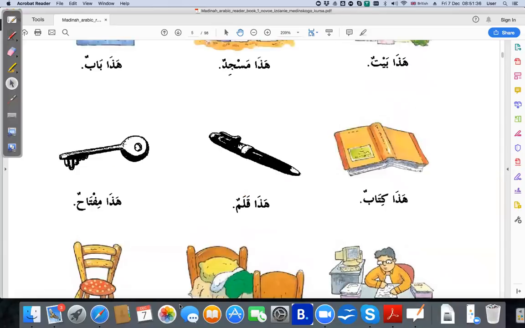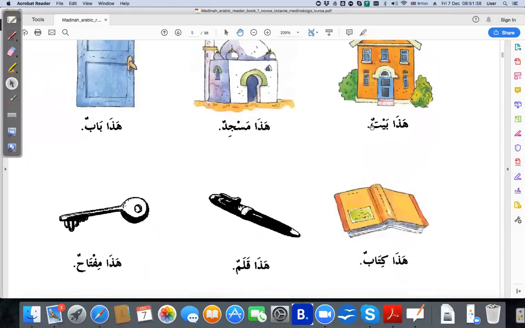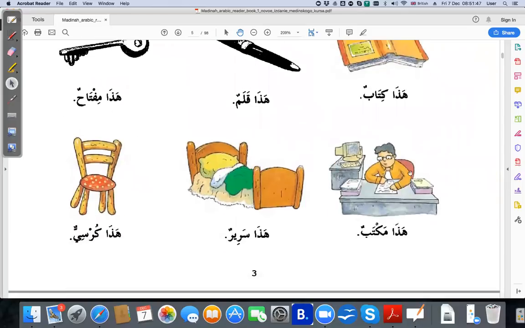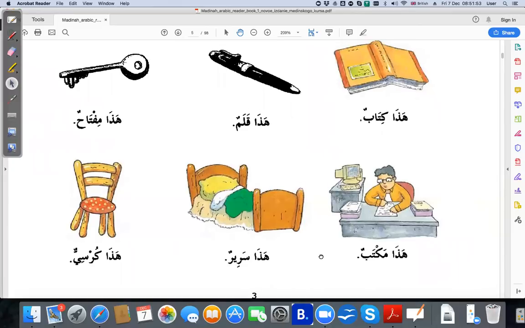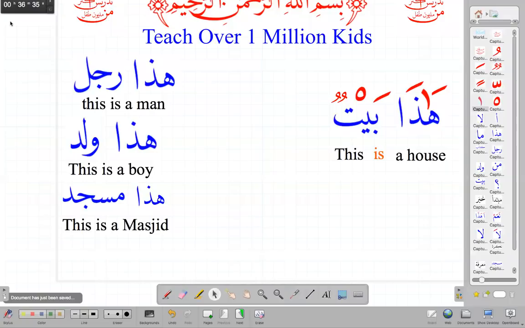In this first page, try to remember these 9 words. بيت, مسجد, باب, كتاب, قلم, مفتاح, مكتب, سرير, and كرسي. Okay? You have to understand or memorize these 9 words. So, the first page is done. Alhamdulillah.